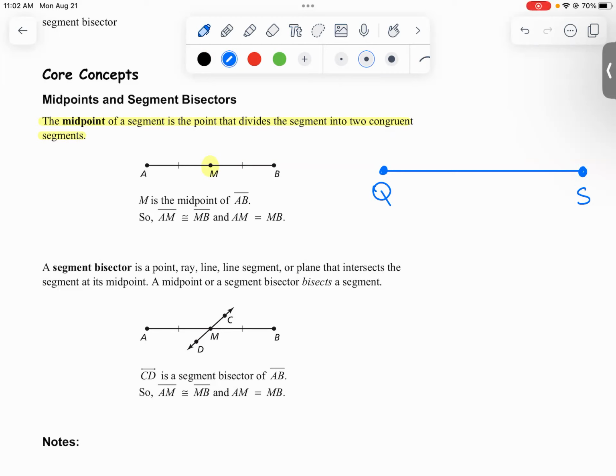I then want you to draw segment QS for me. I want you to draw this right here.